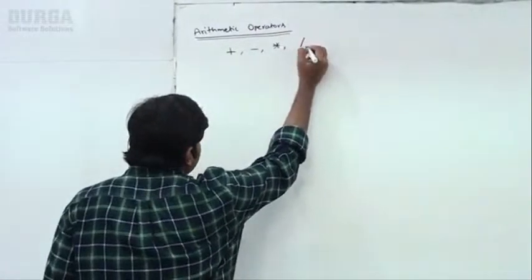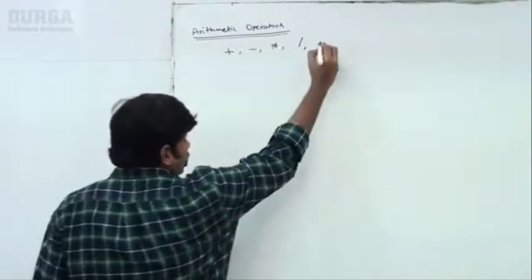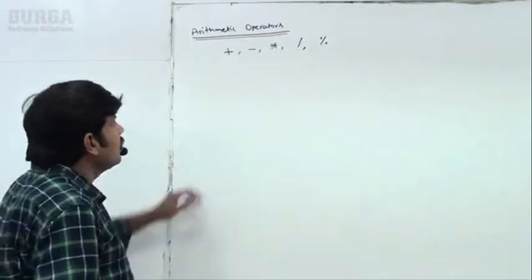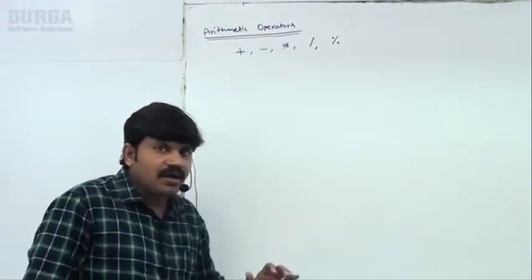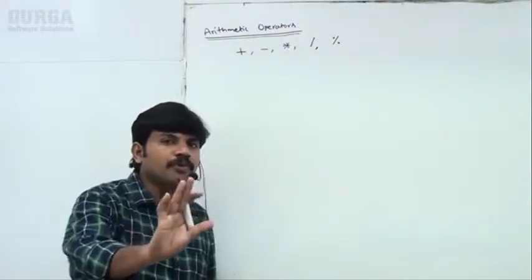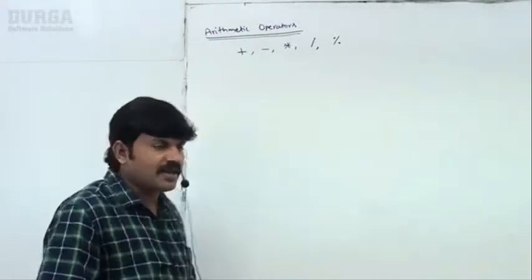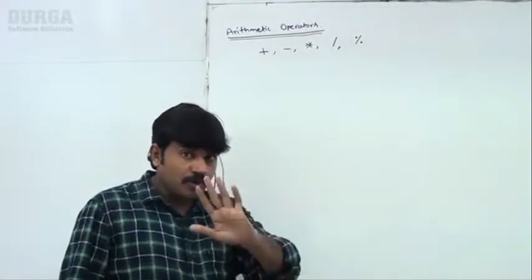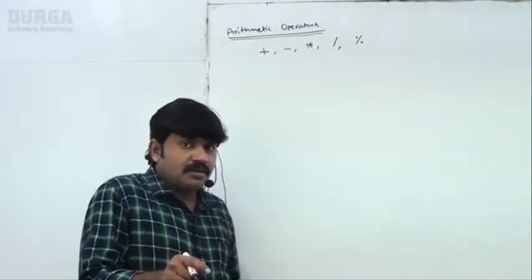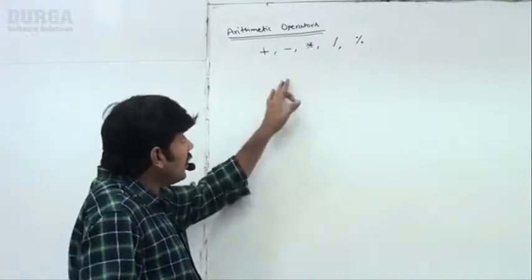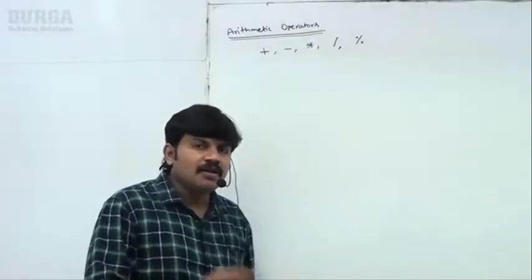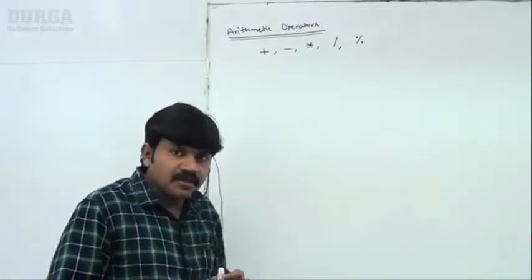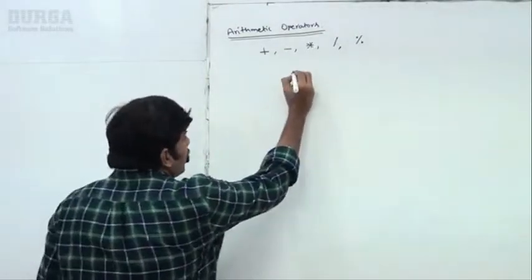Next, the division operator. Next, the modulo operator, also called the remainder operator. Generally, these are the arithmetic operators in every programming language, mostly in C and Java: plus, minus, multiplication, division, and then the modulo operator. Next, in Python, in addition to these 5, there are 2 more extra arithmetic operators. What are those?